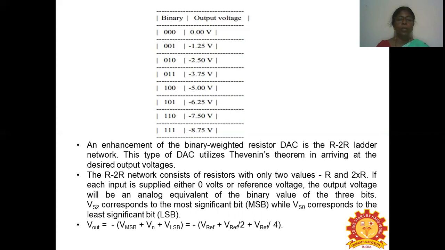V out is equal to minus (VMSB plus Vn plus VLSB). Here Vn is the middle binary input. VMSB is nothing but V reference, plus Vn is V reference divided by 2, and VLSB is V reference by 4. Therefore, the output voltage is equal to minus of (V reference plus V reference by 2 plus V reference by 4).